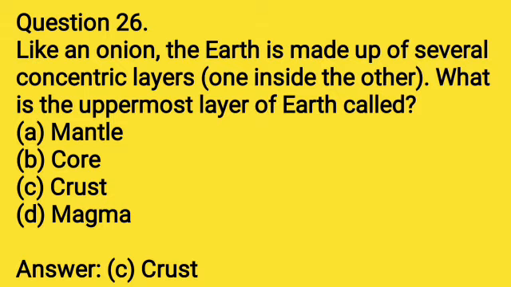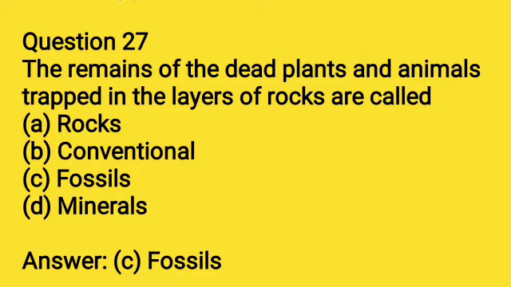Question 26. Like an onion, the Earth is made up of several concentric layers, one inside the other. What is the uppermost layer of Earth called? A. Mantle. B. Core. C. Crust. D. Magma. Answer C. Crust.